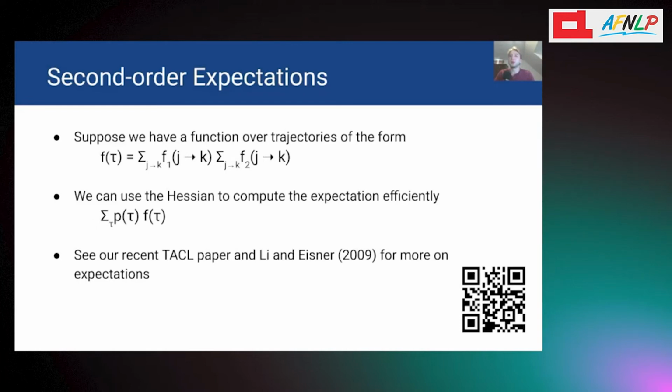More detail regarding second order expectations can be found in Li and Eisner or in our recent paper, which you can access through this QR code. Finding a second order expectation can be directly done using the Hessian due to the connection between gradients and expectations. We show that it is possible to achieve a potentially faster runtime than n to the 4 by exploiting the distributive properties of some of the equations in order to get the second order expectations.